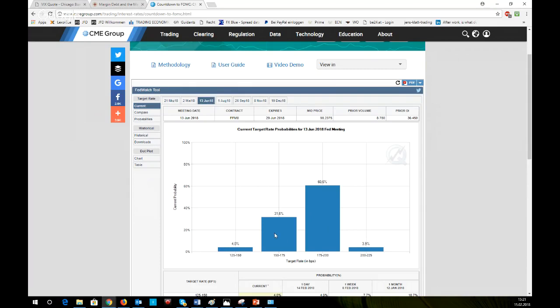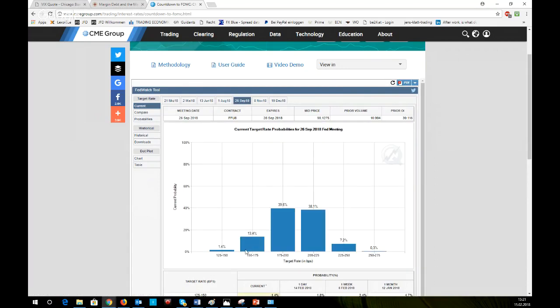So it will be with more than 90% probability at least one hike till June. It's more likely to get to see two hikes here when looking at the Fed Watch tool. Then we look at September, and you can do the same thing again. So we're after two hikes here, meaning after a third hike, we would come out somewhere between 200 to 225 basis points.